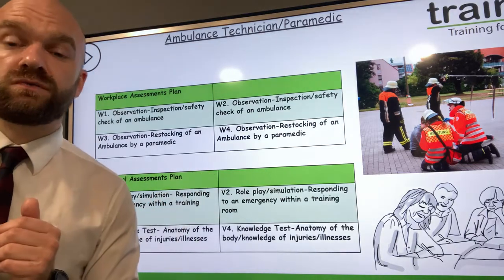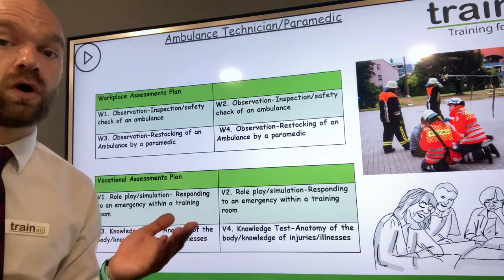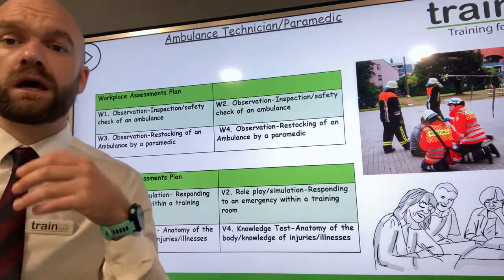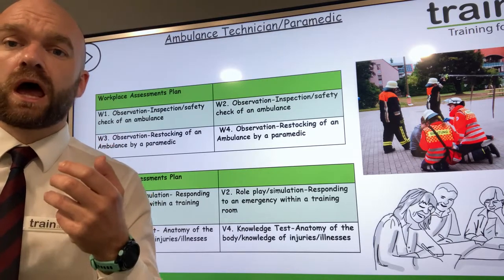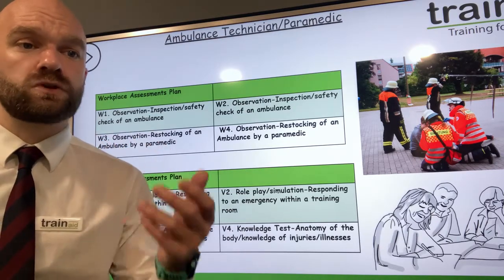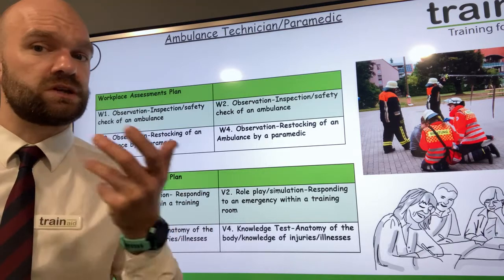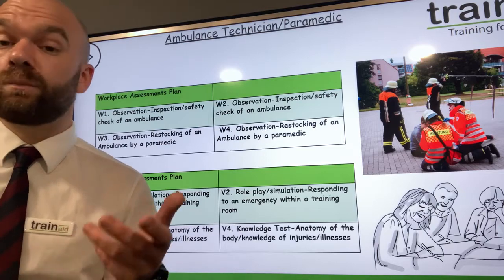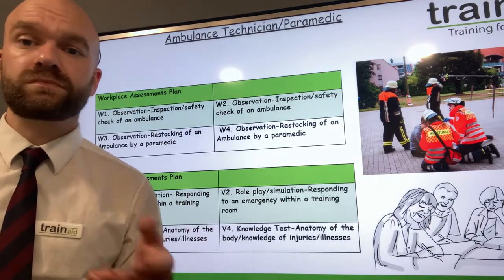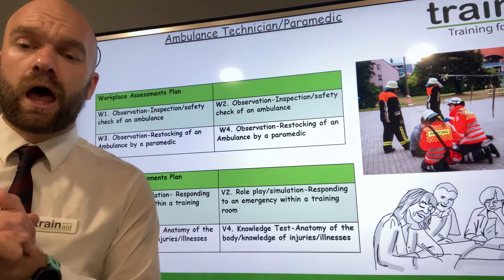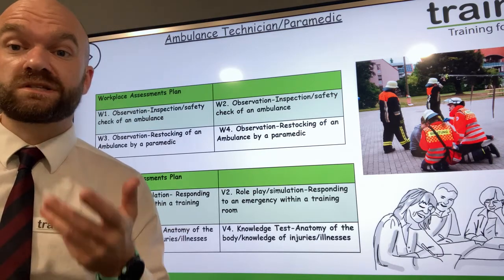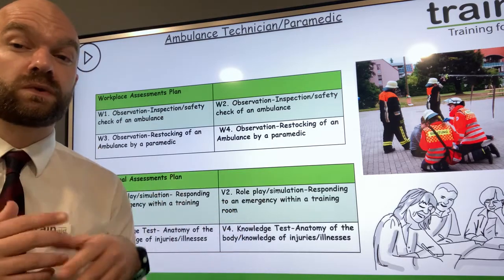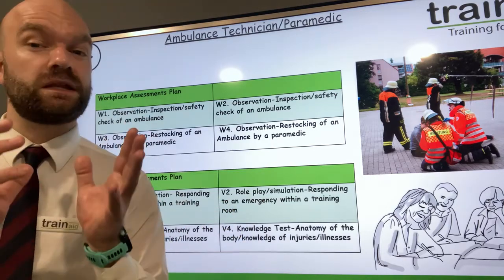When we go on to vocational assessments for vocational 1 and vocational 2, this could be a role play or simulation, looking at how your colleague responds to an emergency, perhaps within a training room. So you could come up with a scenario, okay? It could be perhaps performing CPR, and they will need to perform those CPR skills as if they're responding to a real life casualty. Okay, so it is a role play, an observation within a training room.